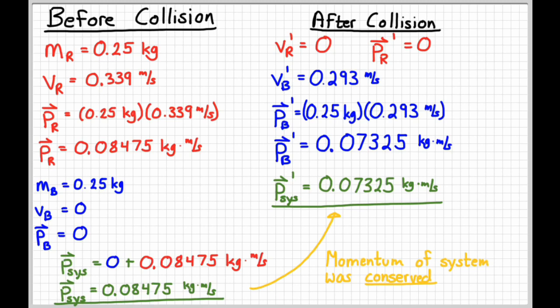So you might be thinking to yourself, well, that's kind of obvious. They had the same masses. And since one stopped after the collision, the other would just have the velocity that the first one had. So is this rule always true? Let's do another collision where the masses aren't the same and see if we get similar results.